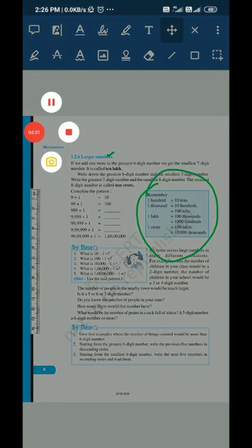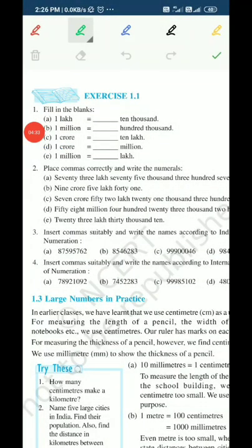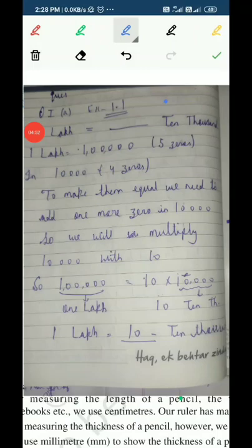Now let's come to the exercise. This is exercise 1.1 in front of you, and question first is based on the last concept that we have done, larger numbers and their conversion. The first question is: 1 lakh is equal to dash 10,000. So we have to tell how many 10,000s will make 1 lakh. I am solving part A of question first for you, and the rest of the parts you can solve yourself with the help of your examples. That's part of your homework.